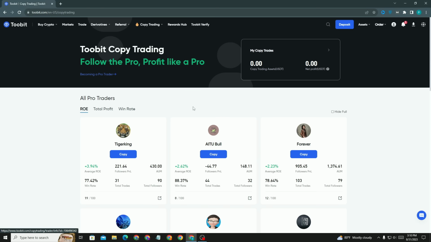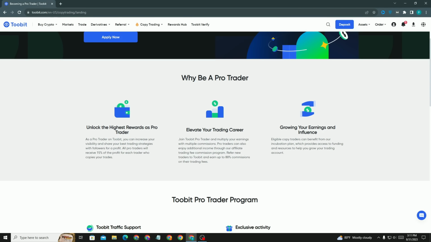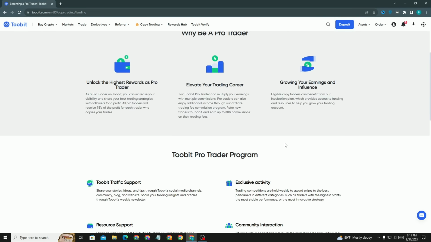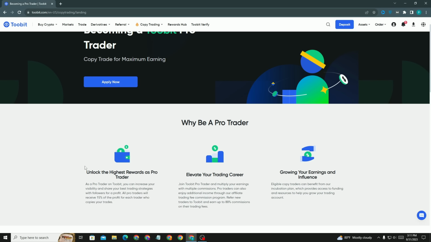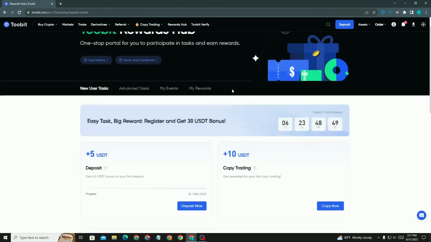So now let's go for the reward section. Okay, so let's first do copy trading, like becoming a Toobit pro trader. If you wanna be a Toobit pro trader, you can unlock the highest rewards as pro traders, elevate your trading career, and grow your earnings and influence. So simply see this. You will get these kinds of benefits if you wanna become a Toobit pro trader. You can simply apply here. So let's go for the reward hub.